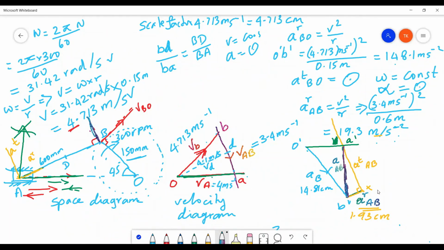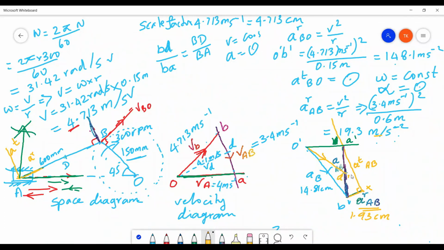You need to find the acceleration of the midpoint D. So that's the question, right? I need to find the acceleration of the midpoint D. So it means I have to mark a point D over here. It should be marking this b' a' into half. We should separate this b' a' into half, and I can join it. So this is the midpoint D, and I will mark it as d'.